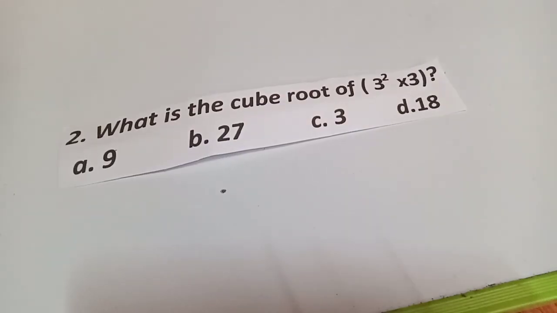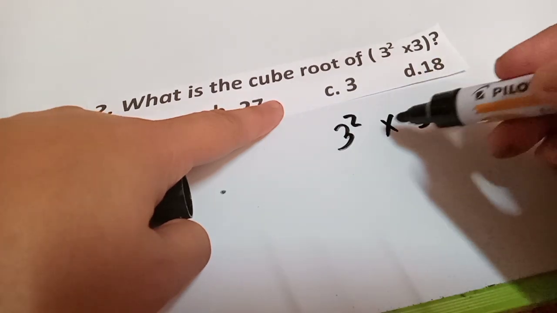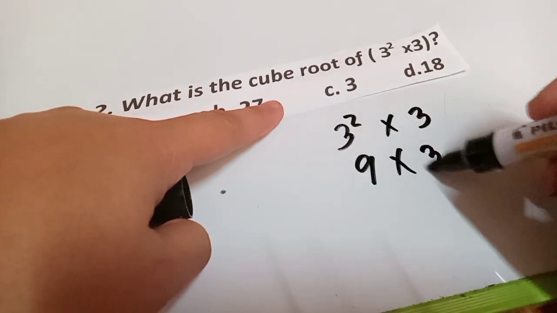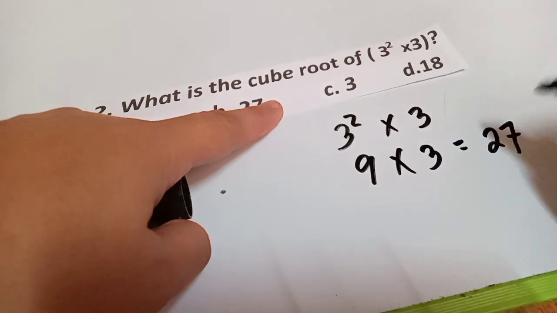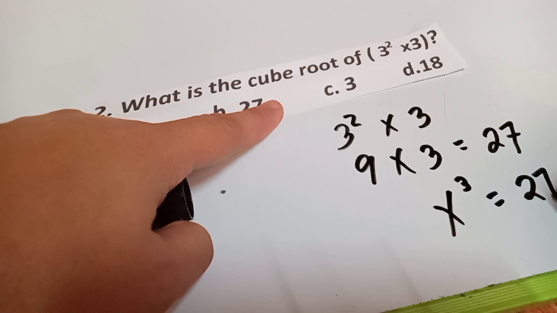Okay, let's proceed to number 2. What is the cube root of 3 squared times 3? So automatically, 3 squared times 3 will become 9, and 9 times 3 is 27. And we know that this is the cube root of 27.